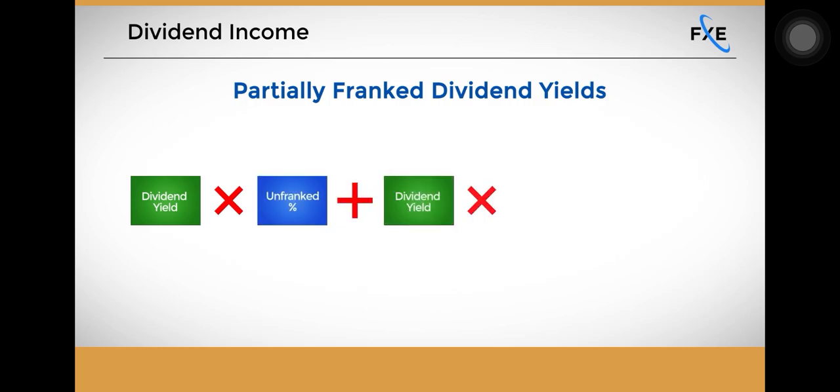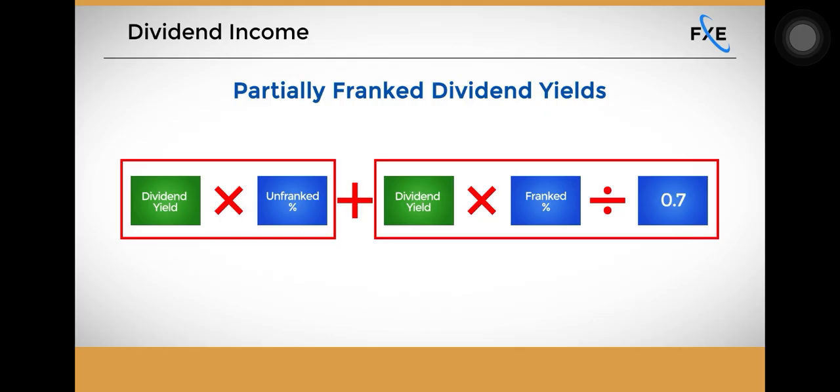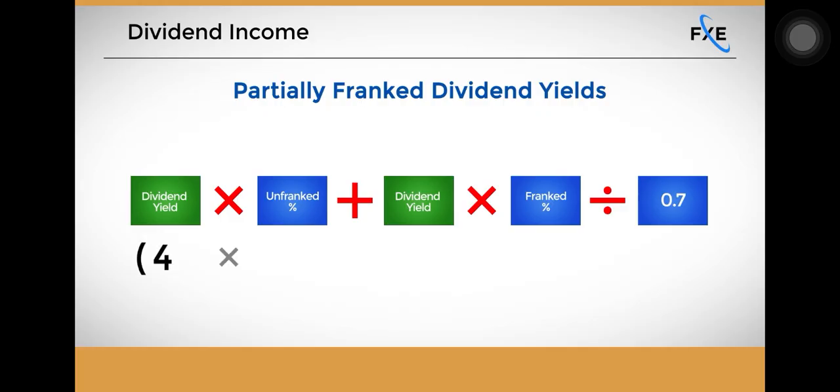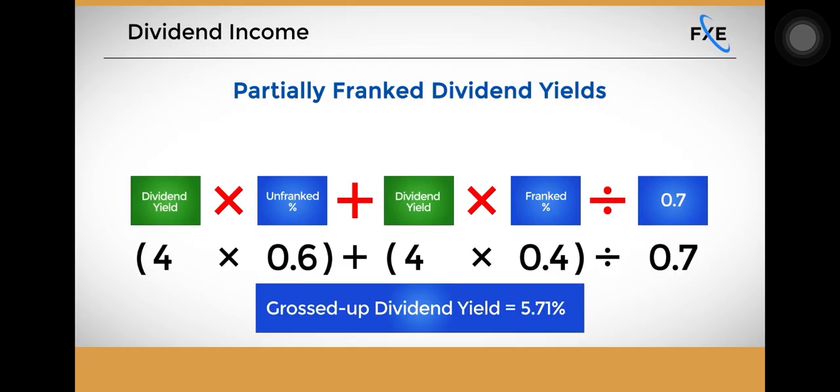The easiest way to calculate a partially grossed-up dividend is to divide the dividend in 2 parts, the franked portion and the unfranked portion. As you can see in the example on the screen, the first part is the dividend yield times the unfranked percentage, plus the dividend yield times the franked percentage divided by 0.7. Assuming a dividend yield of 4%, if the dividend is only 40% franked, the first part of the calculation multiplies the dividend yield by the unfranked percentage. The second part of the calculation multiplies the dividend yield by the franked percentage, and this figure is divided by 0.7. Calculation 1 and 2 are then simply added together to give you the gross-up dividend yield.